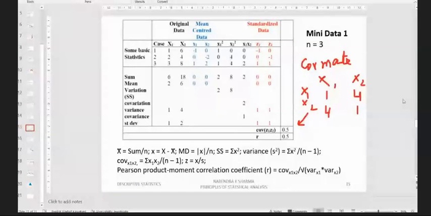And what is the covariance? Covariance is 2 actually, not 1. Covariance of x1 and x2 is 1. So that's how these matrices can be made.